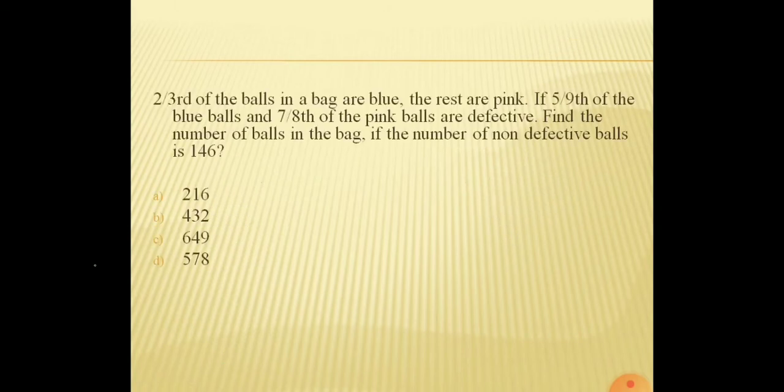Hope it is clear, right? Okay, next question. 2/3 of the balls in a bag are blue, the rest are pink. If 5/9 of the blue balls and 7/8 of the pink balls are defective, find the number of balls in the bag if the number of non-defective balls is 146. Non-defective balls are given, total 146. It is given that 2/3 of the total balls are blue. We can take the total number of balls in the bag as n.